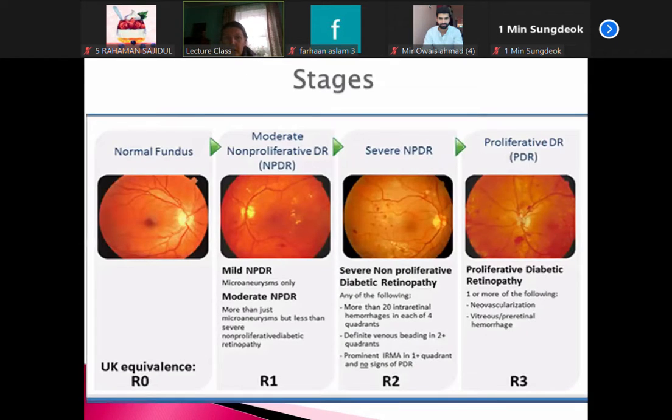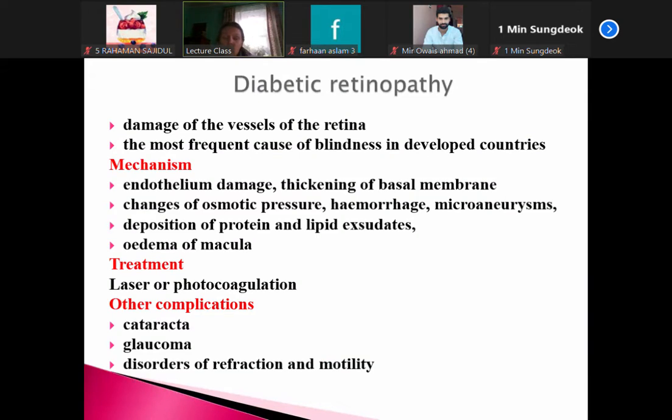Stages. There are three stages of diabetic retinopathy: non-proliferative stage, proliferative stage, and end stage of eye disease. So R1, R2, R3. Also in practice, we'll speak more about that. Remember that the first thing in treatment of diabetic complications is glucose control. Then in diabetic retinopathy, we can use laser photocoagulation.